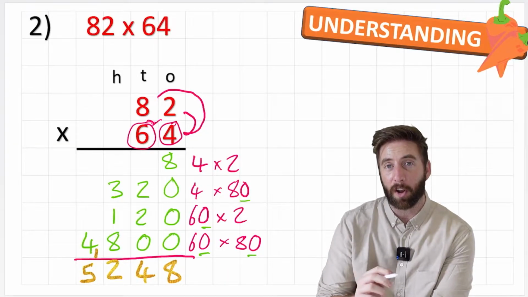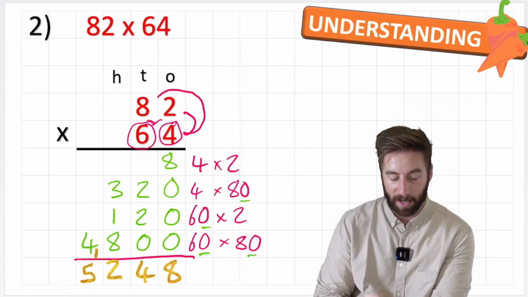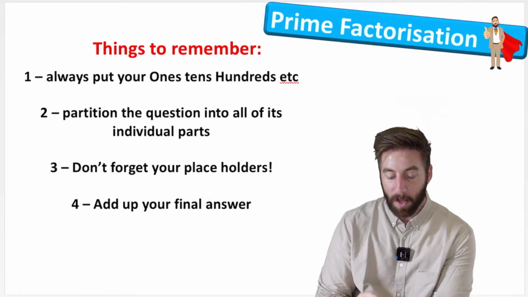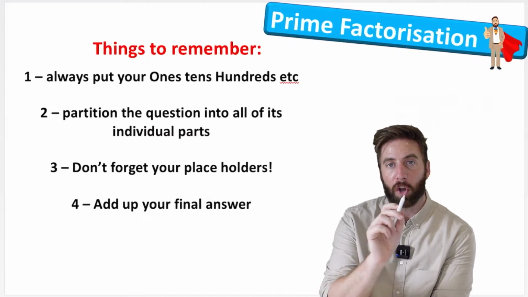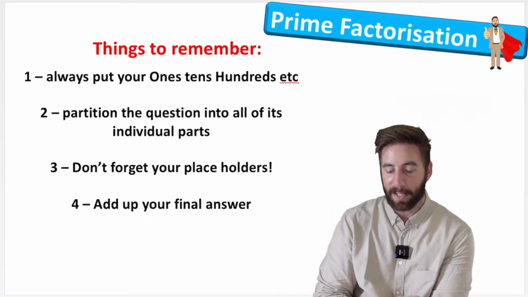Wow, well done. If you carried along with me with that, that shows you got a good understanding. Let's think about the things we need to remember. Always put your 1s, 10s and hundreds as your column titles. That's going to help you avoid any mistakes.